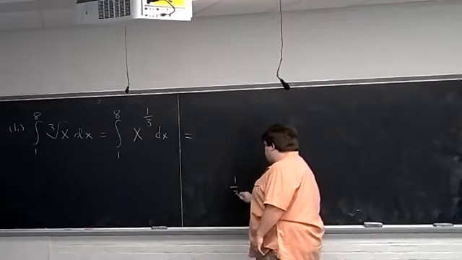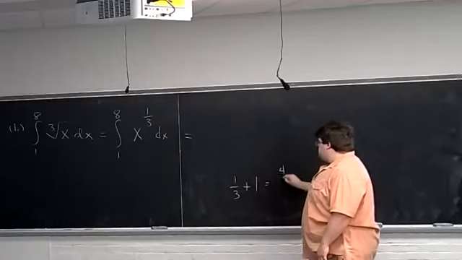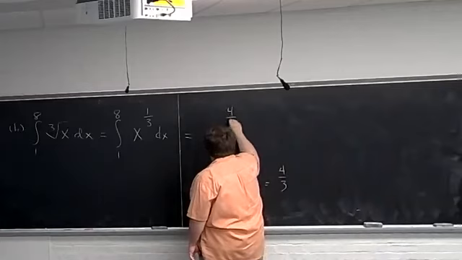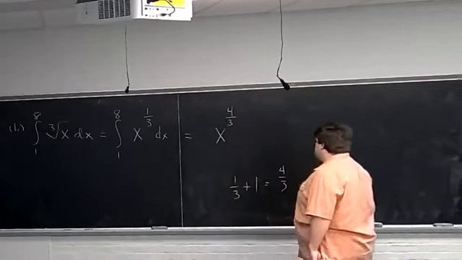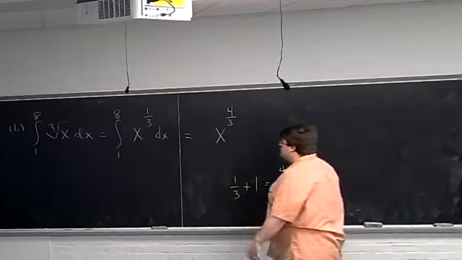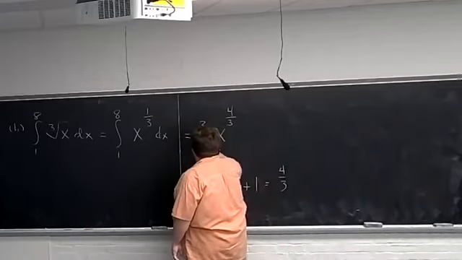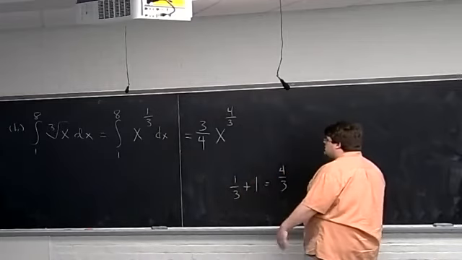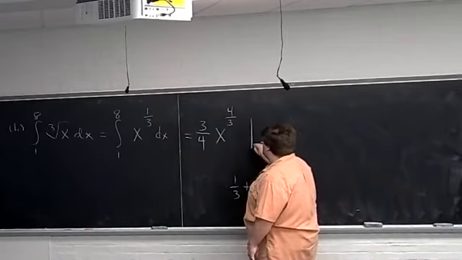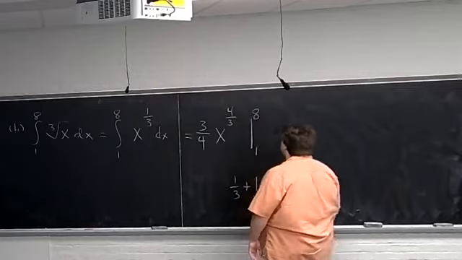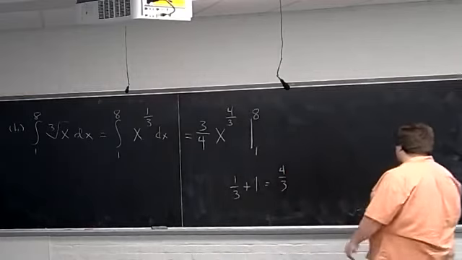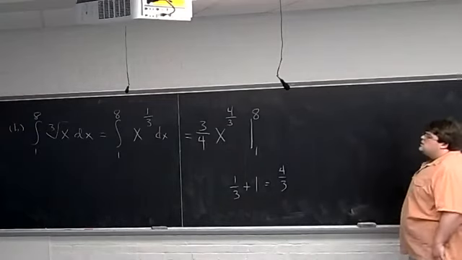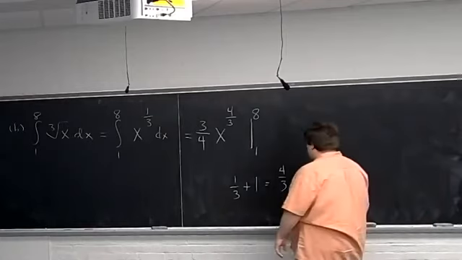What's 1/3 plus 1? Well, 1/3 plus 1 is 4/3. What happens when you divide by 4/3? Well, that's the same as multiplying by 3/4. So there's an antiderivative, with the constant being 0. Choose the antiderivative with the constant being 0, so you have less writing and fewer numbers to consider. Evaluated from 1 to 8.